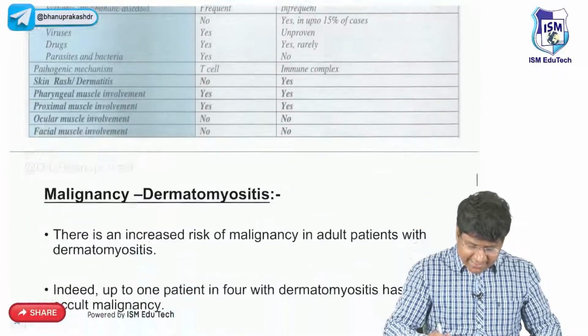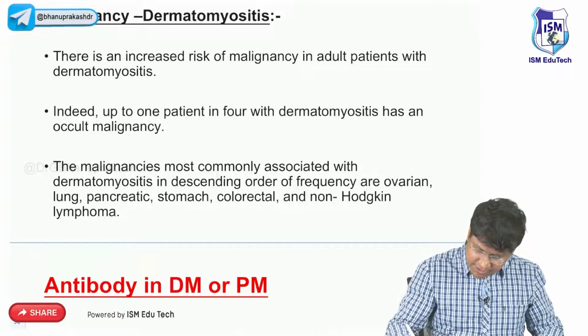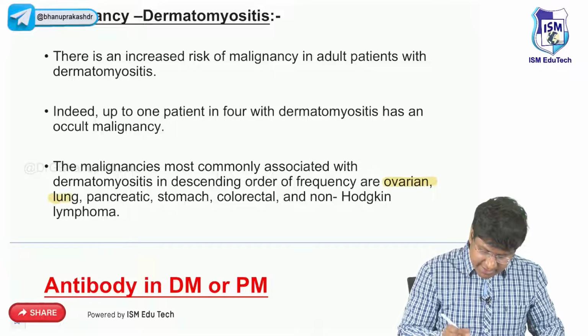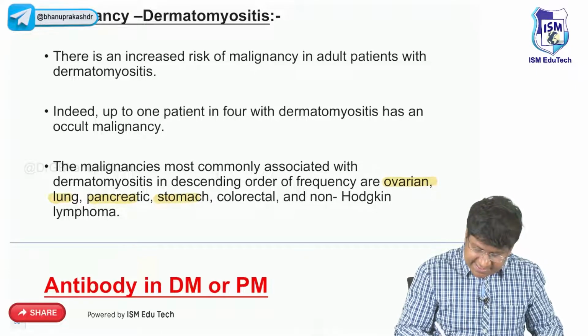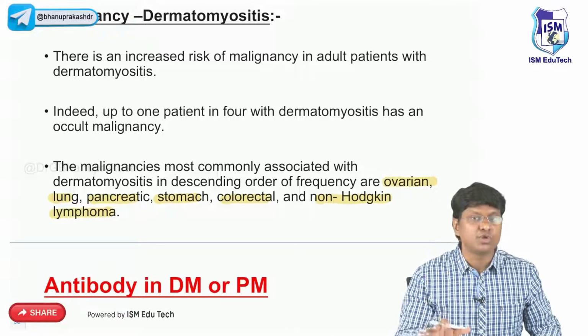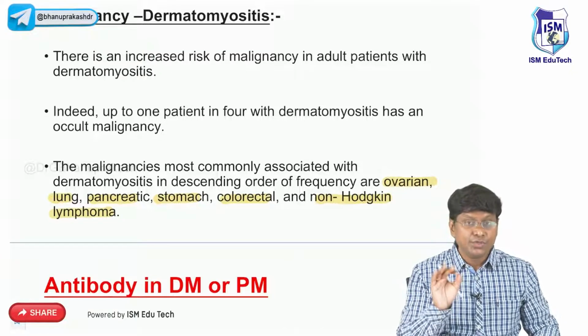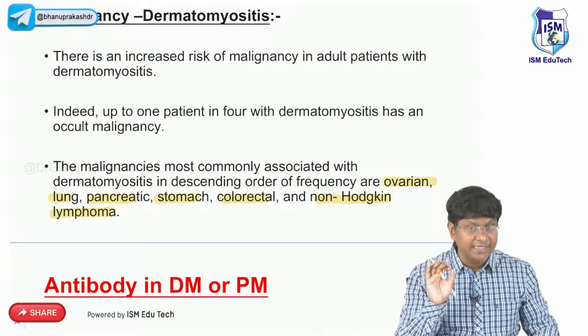So what are the malignancies that you will see in adults? That includes ovarian cancer, lung cancer, pancreatic, stomach, colorectal, as well as non-Hodgkin's lymphoma. So these are the malignancies most commonly associated with dermatomyositis, right? Now you need to be very much aware of the antibodies.